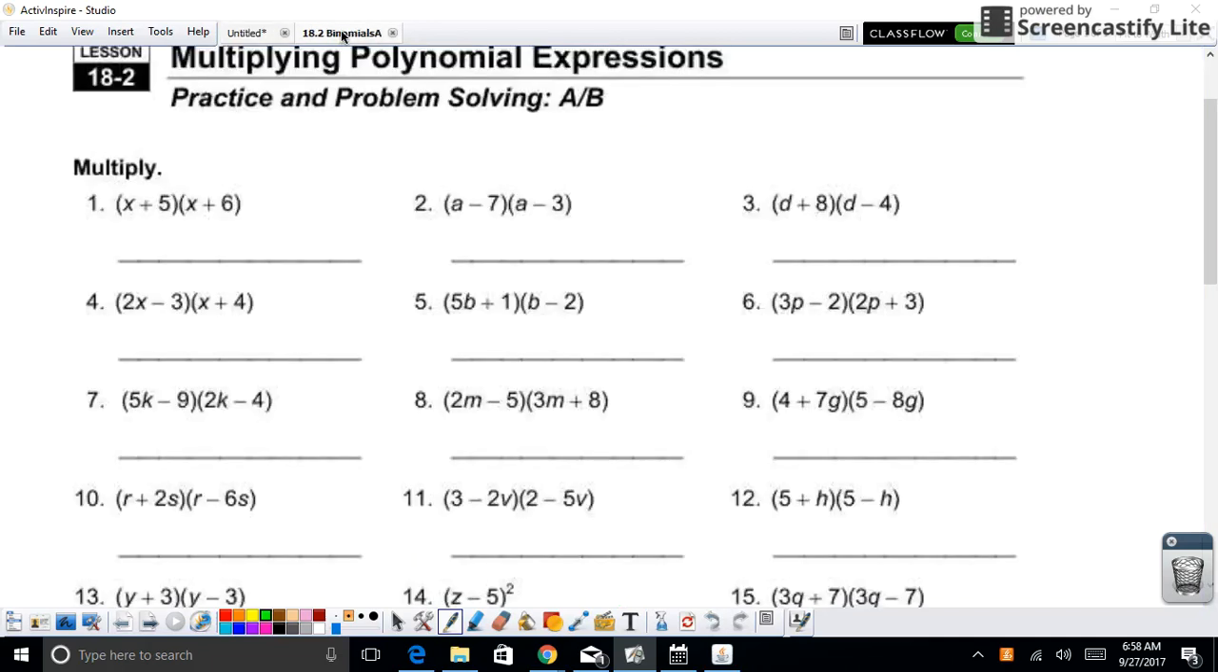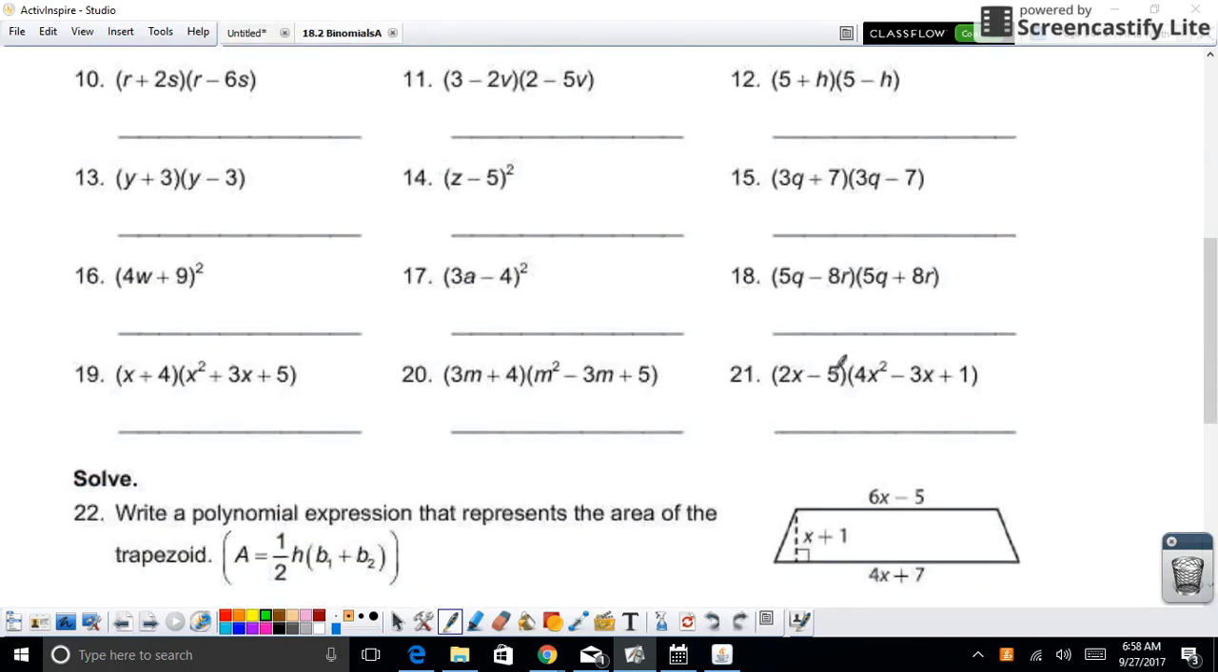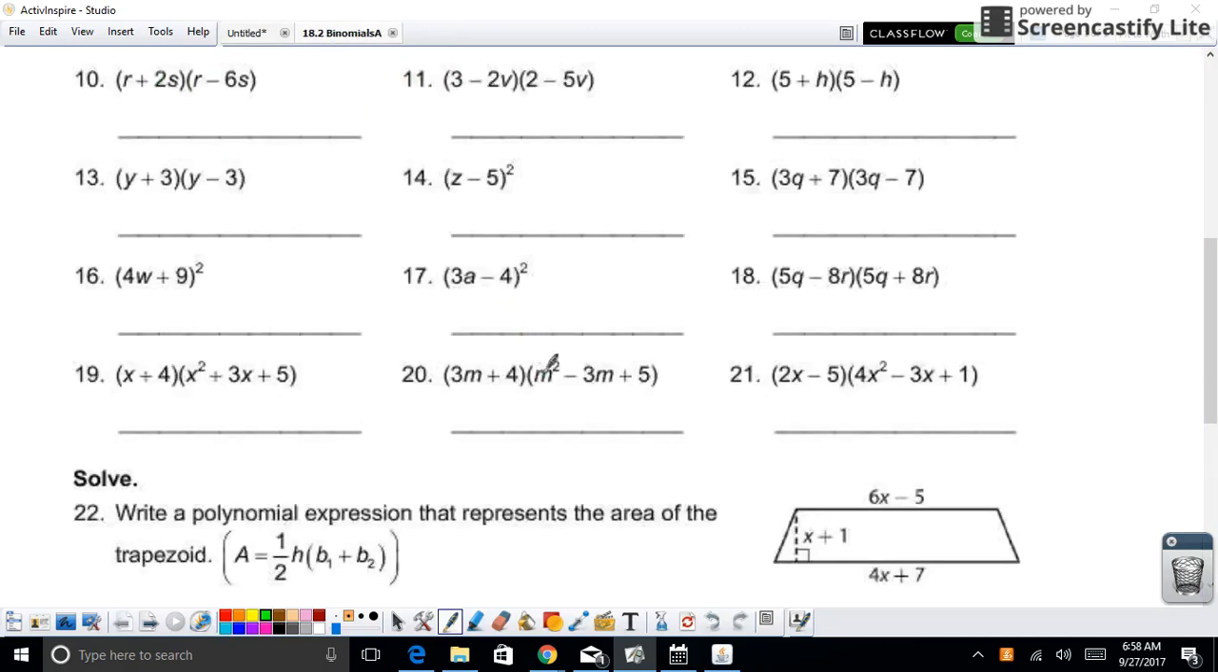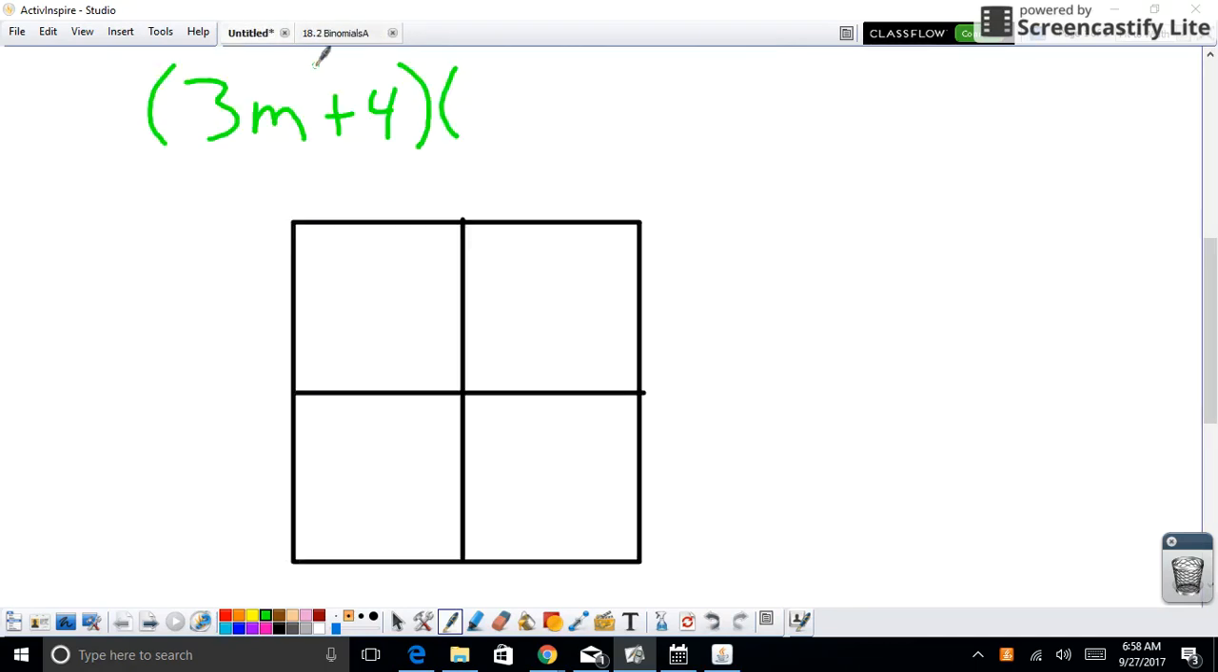How is that going to change our box? All it is you just have to add another column. So we've got number 20, 3m plus 4. We've got m squared minus 3m plus 5. All right, so we've got 3m plus 4. And then the second one is m squared minus 3m plus 5. Okay, all that means is because we got a trinomial here, we're going to have to add another row.